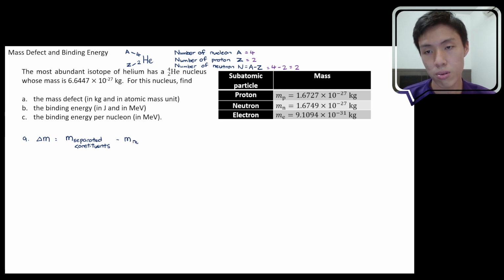The separated constituents have a larger mass. The nucleus has a smaller mass. So how do you find the separated constituent mass? By adding up all the individual masses that we have.